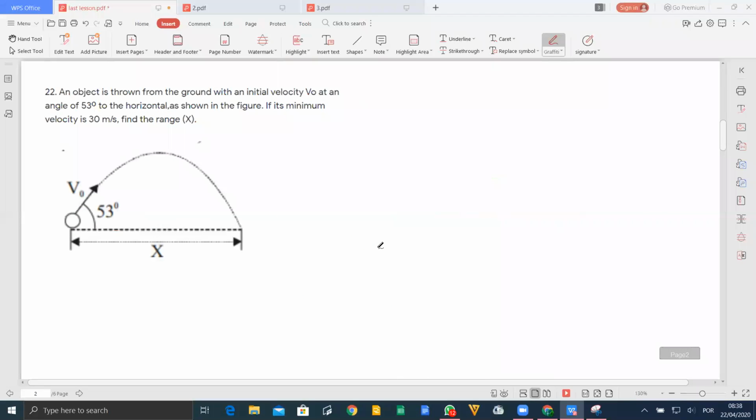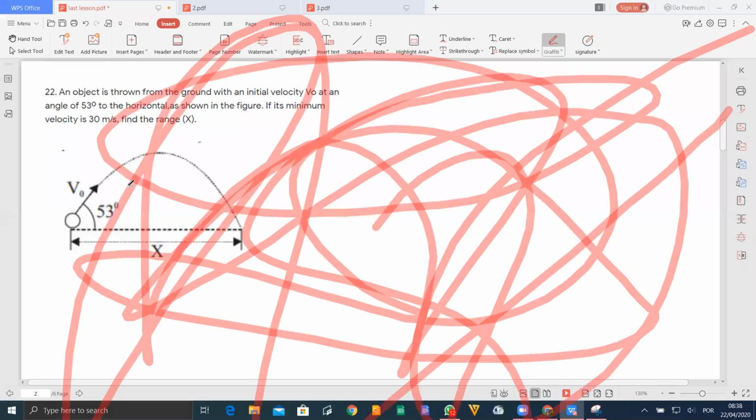I'm passing another question from your breakdown questions. Question number 22. An object is thrown from the ground with an initial velocity of v0. We don't know v0, at an angle of 53 degrees.